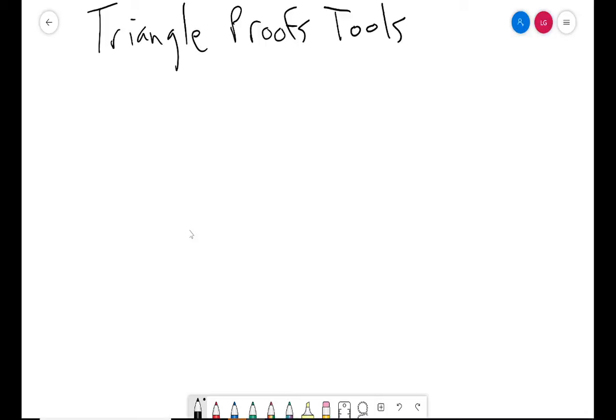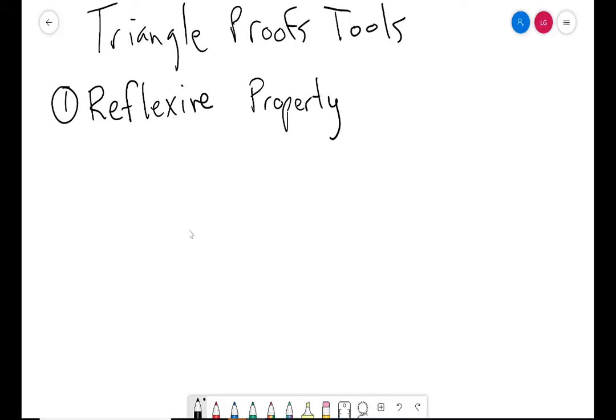Let's start out with the, let's title this one Triangle Proofs Tools. Okay. Tool number one, called the reflexive property. In essence, this is a useful one in a lot of different ways.